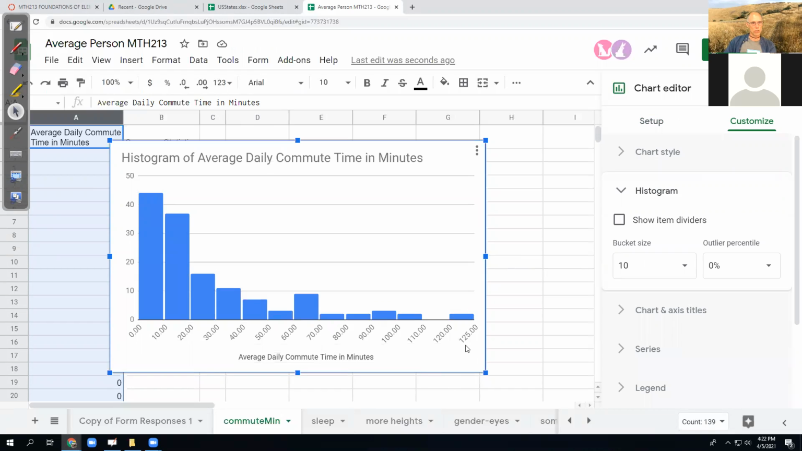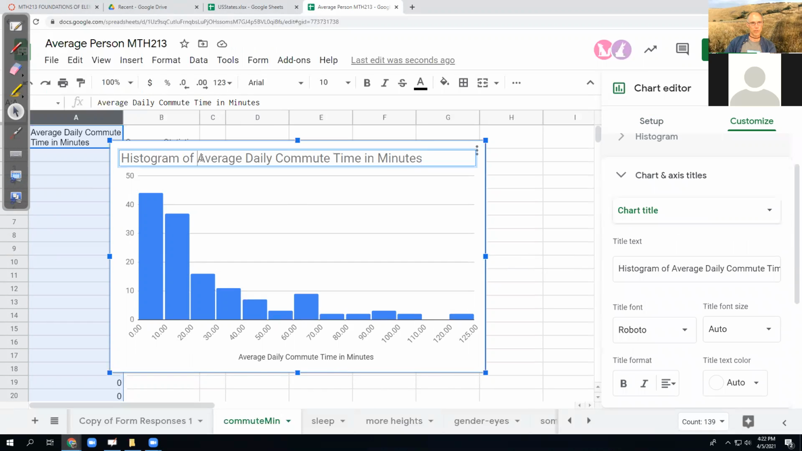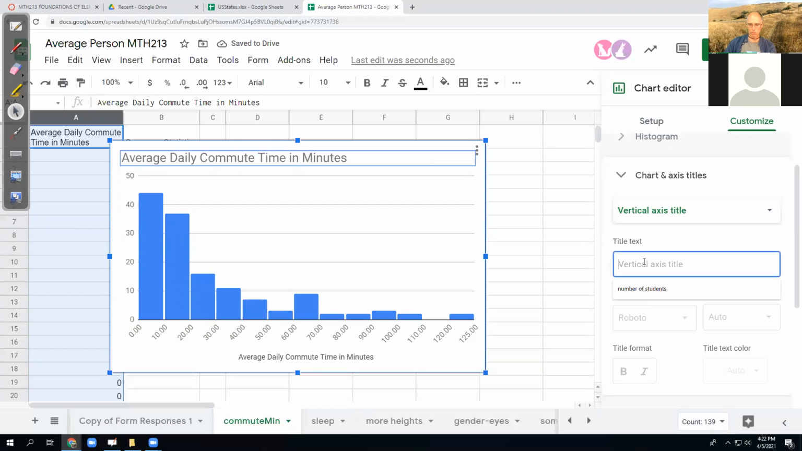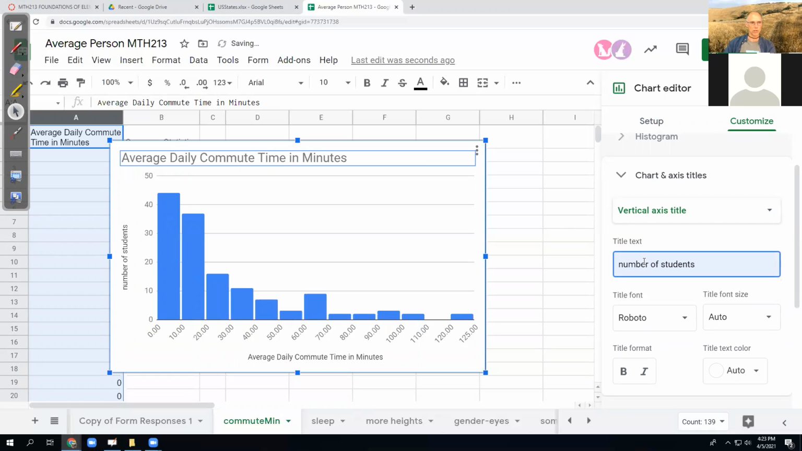Okay, so not the best titles. I guess I will clean that this time. I don't need it to say histogram. It's obviously a histogram. Average daily commute time in minutes. I guess that's okay. But I do need a label over here. That would be the vertical, and this would be number of students. Okay. And that's all I need.